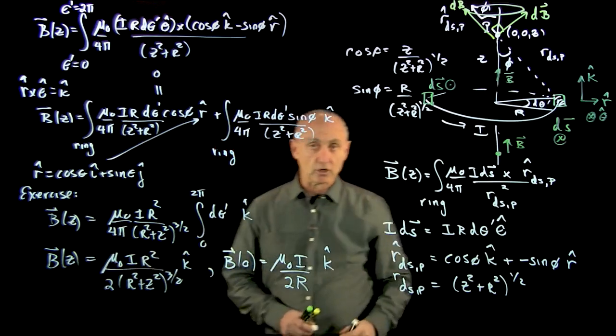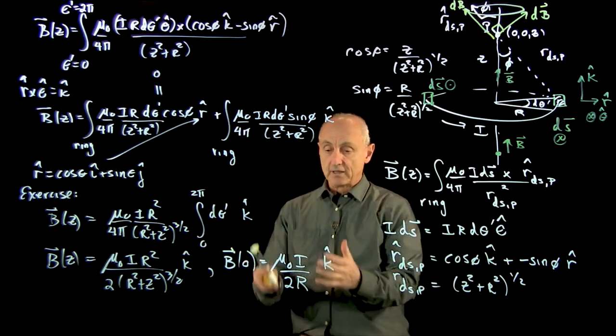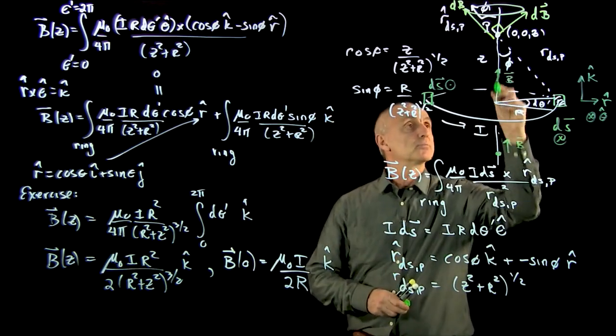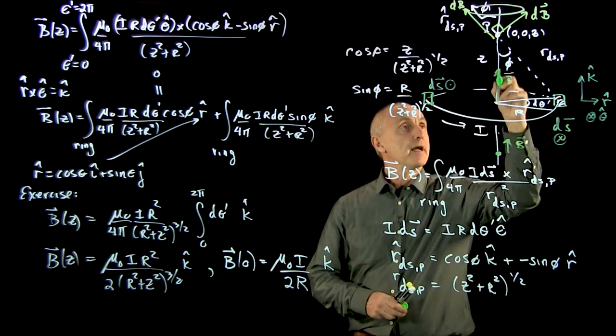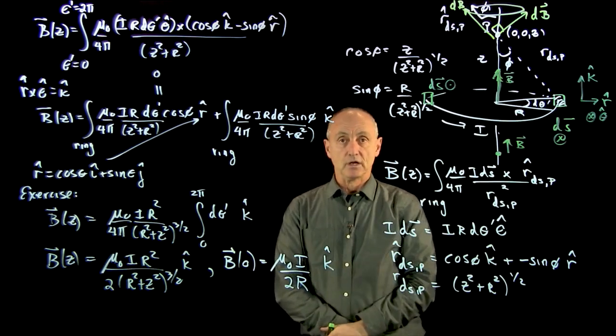That's the magnetic field along the z-axis. And unlike an electric field for a charged ring, there is a non-zero B at the center of the ring, and it's pointing upwards, and it's given by this value. And that we can use in other problems.